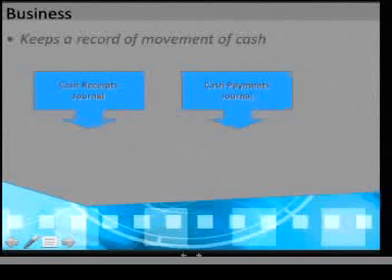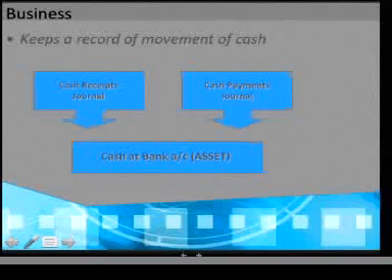So when the business receives cash, it's going to record those individual transactions through the cash receipts journal. When the business pays cash out, those transactions will be recorded through the cash payments journal. And each of these journals are going to affect then the business's cash at bank account in their ledger. Now that bank account is an asset that the business holds, and it is an asset because this particular account is recording how much cash the business has in the bank. All cash received will increase the bank account, all cash paid by the business will decrease it.